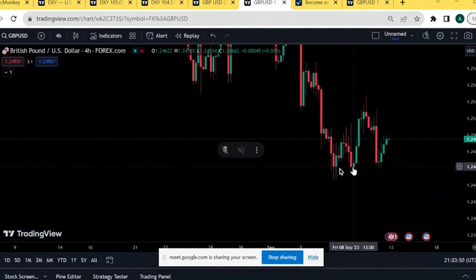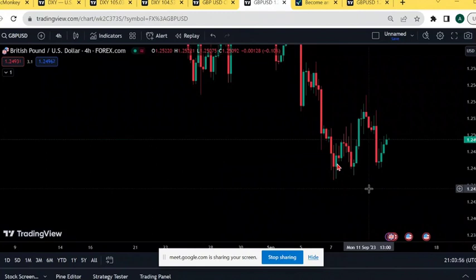Now, what is a propulsion block? The propulsion block is when you have a down closed candle, and then you have an order block, and then you have an order block that closes into an order block. That's what a propulsion block is.